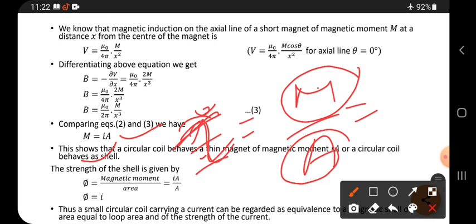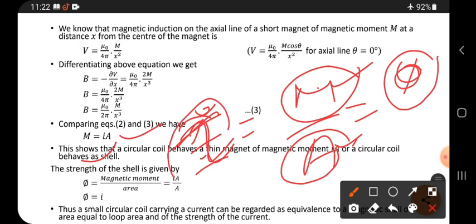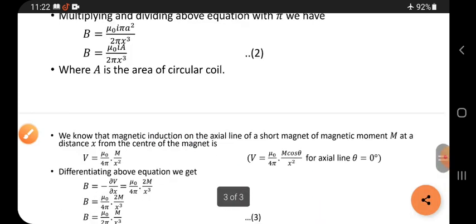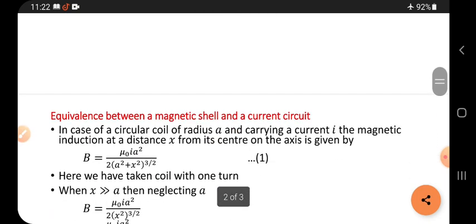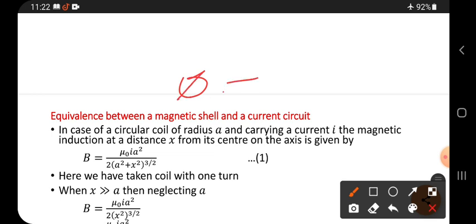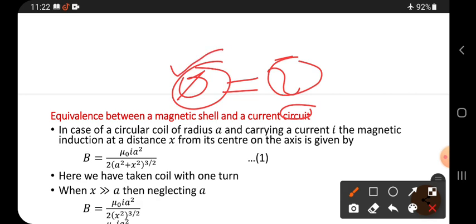In the previous video I uploaded, I explained that phi is m by A. That means how phi works in the magnetic shell, in the same manner current works in the circuit. These two are equal, that is why the heading is equivalence. The heading is equivalence between magnetic shell and current. In the magnetic shell it is phi, in the current circuit it is I. Both are the same. Whatever work it does in the magnetic material, the same work will be done by I.